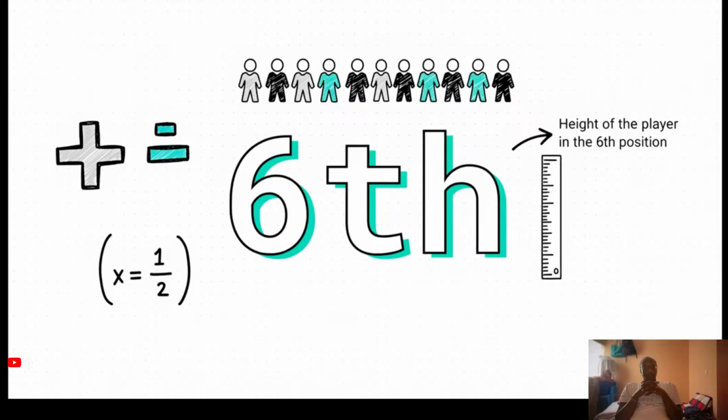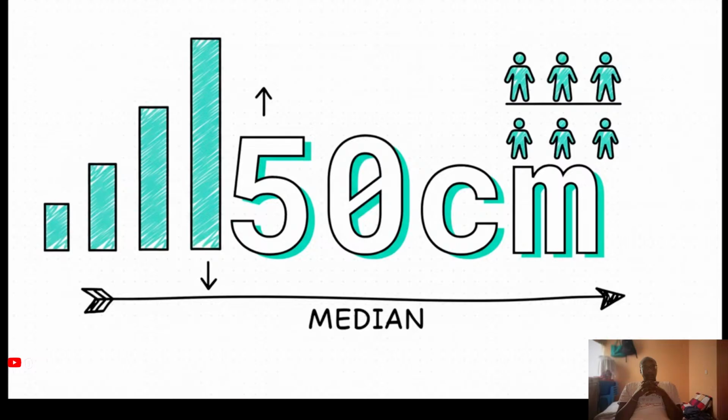Now, this is key. The median isn't the number 6, it's the height of the player who's in the 6th position. So if we count our way down the list, 1, 2, 3, 4, 5, 6, boom! We land on 150 centimeters, that's our median. Simple, right? And that one number tells us a whole story. Exactly half the team is shorter than 150 centimeters, and the other half is taller.